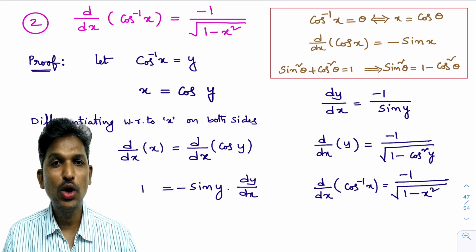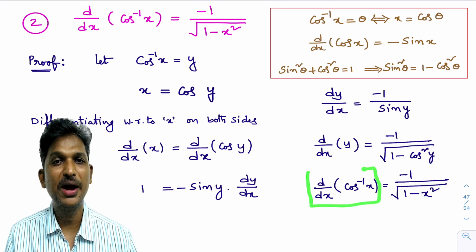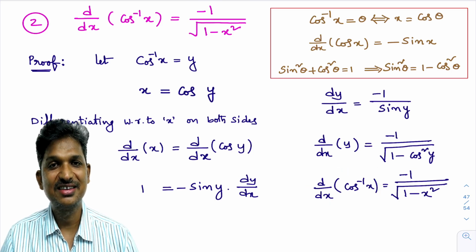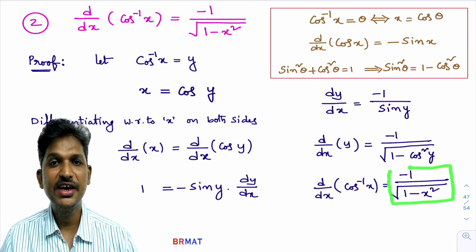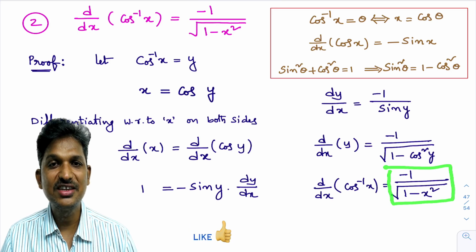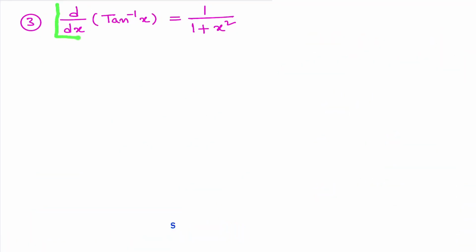I hope that you understand the pattern, in what pattern we are deriving these results. Please stay focused, do not deviate. You can understand all these things very easily. You see this third one, d by dx of tan inverse x. Derivative of tan inverse x with respect to x is 1 divided by 1 plus x square. I am going to prove this result.